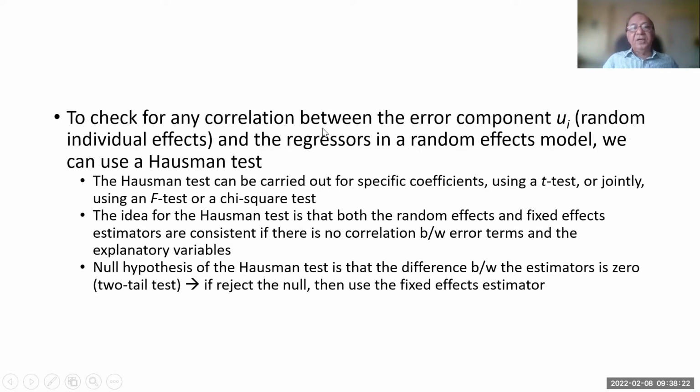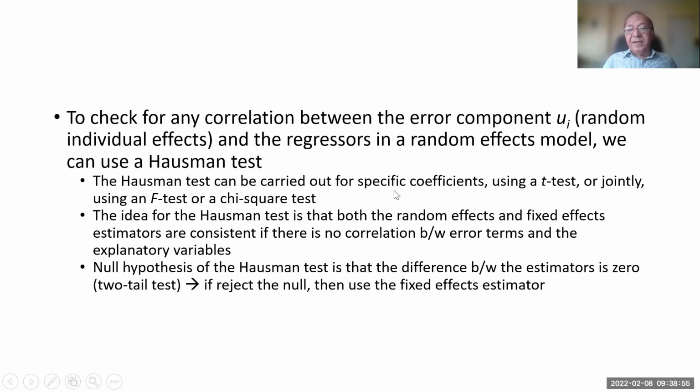To check for any correlation between the error component, the random individual effects, and the regressors in the random effect model, we can use the Hausman test. Basically, the Hausman test tells us whether we should use the fixed effect model or the random effect model. And the Hausman test actually checks if there is any correlation of the error term with the regressors.